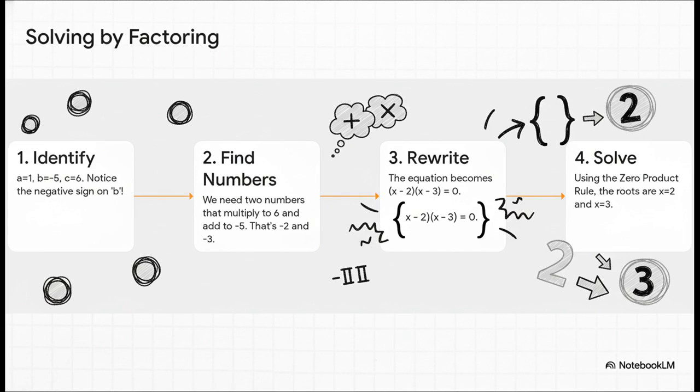Now for the puzzle part. We need 2 numbers that multiply to give us our C, which is 6, but add up to our B, which is -5. After a second, you land on them. -2 and -3. Perfect. Once you have those, you can rewrite the whole equation to look like this. And from here, the answer is just staring you in the face. The roots have to be +2 and +3. And just like that, problem solved.